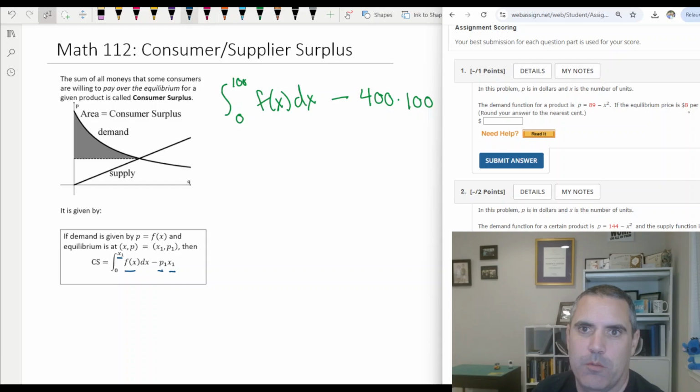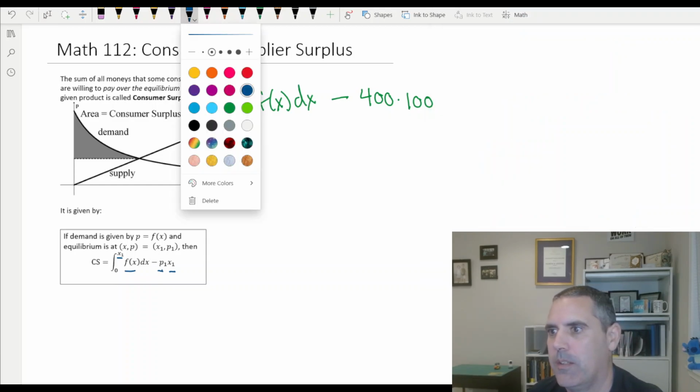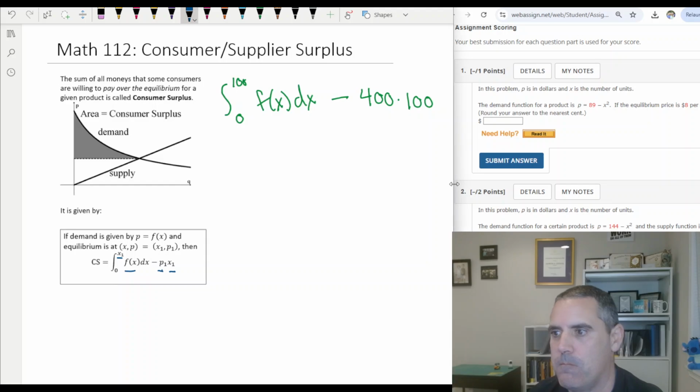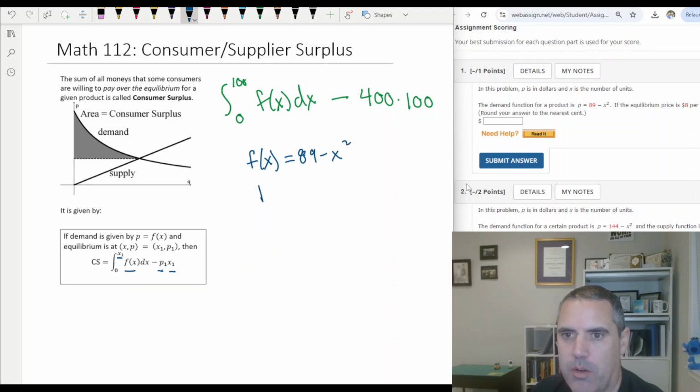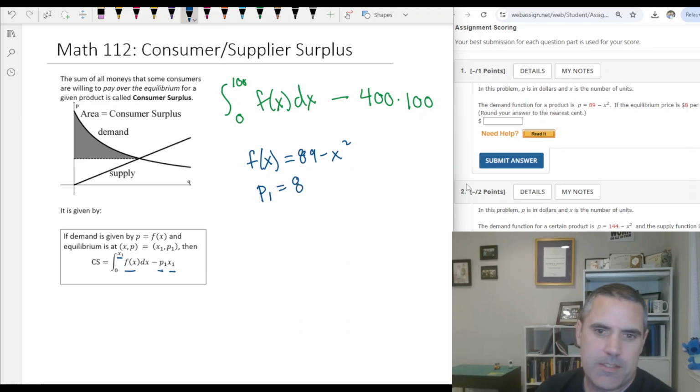So let's just look at that first question. I'm not going to compute all the homework, but let's look at it. So the first question says the function for demand, which is the f of x, is 89 minus x squared. The price at equilibrium is $8. And then it says compute this. You might say, well, I don't know what the x value is, but you can figure it out.